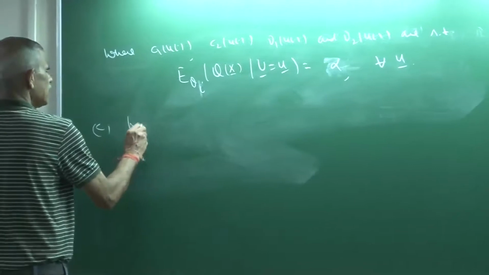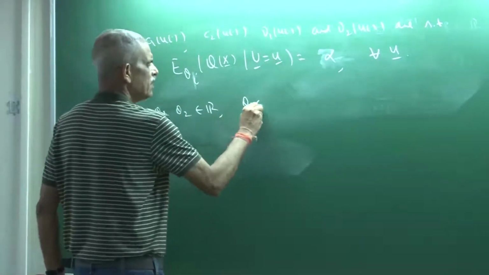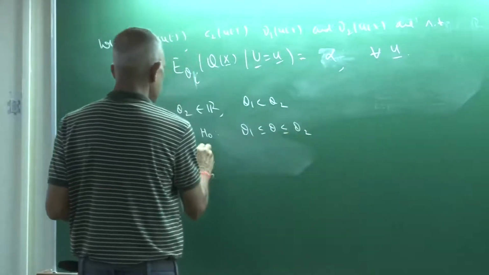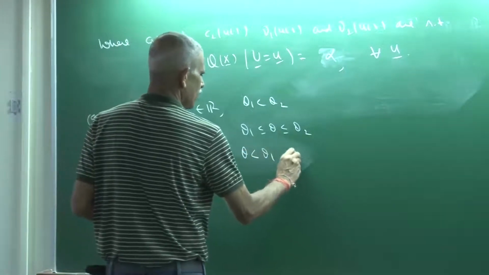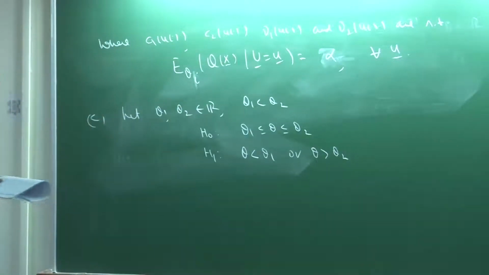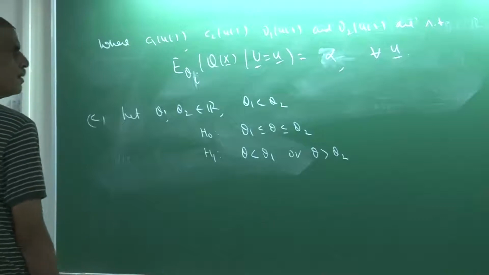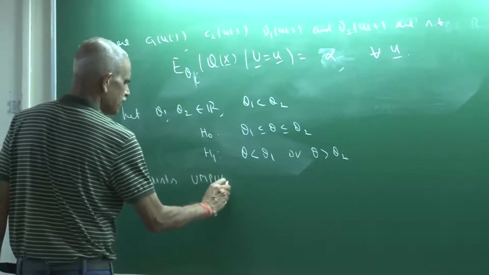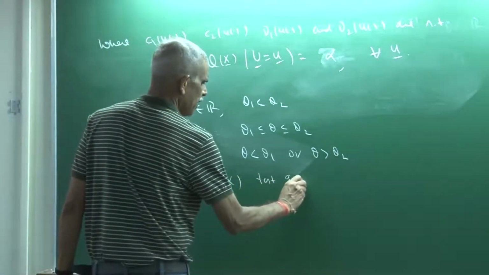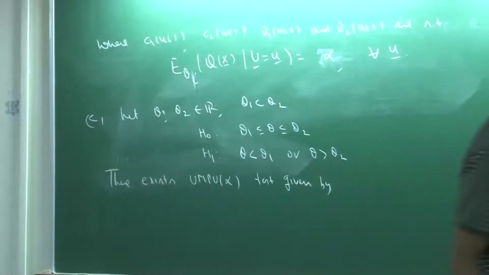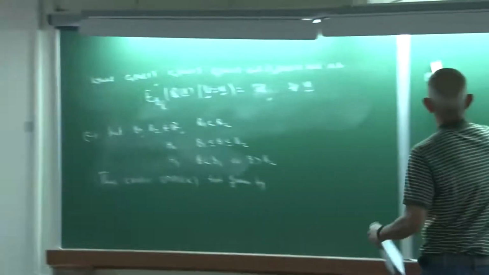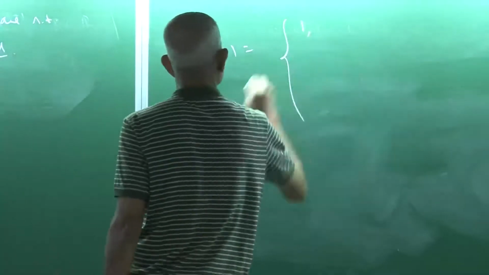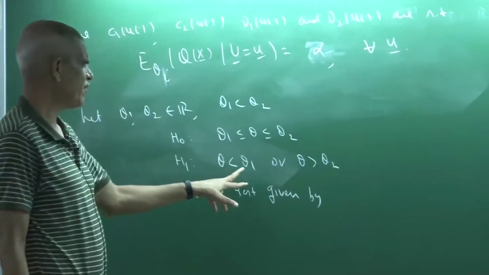Now in this case we can prove that a UMP alpha test would exist. So this is what the result says. Let theta 1, theta 2 belong to R, theta 1 less than theta 2. What you're interested in testing is H0 that theta 1 is less than or equal to theta is less than or equal to theta 2, against that theta is less than theta 1 or theta greater than theta 2. There exists a UMP alpha test given by exactly what would be the same as 1 minus phi x. So let me write down, this would be 1. Of course here MLR and everything is there. That means you reject when theta is in the extreme.